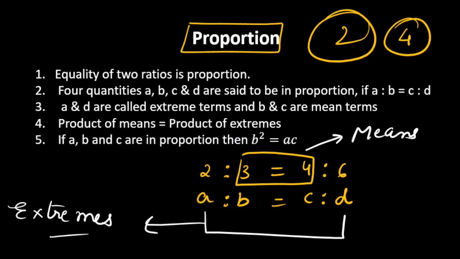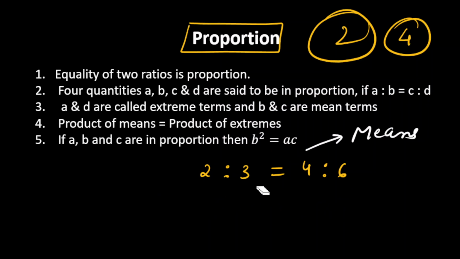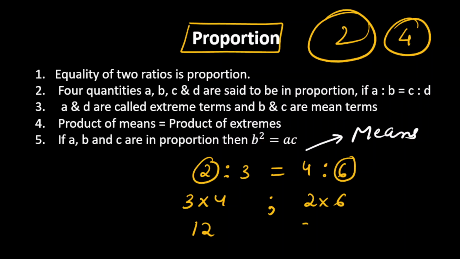Then the product of means is equal to the product of extremes. I can show you this with an example. Here my means are 3 and 4, so 3 into 4 is 12, and the extremes are 2 and 6, the outer ones, so 2 into 6 is also 12. So we can see the product of means is equal to the product of extremes. This is a very important property of proportion you can remember.